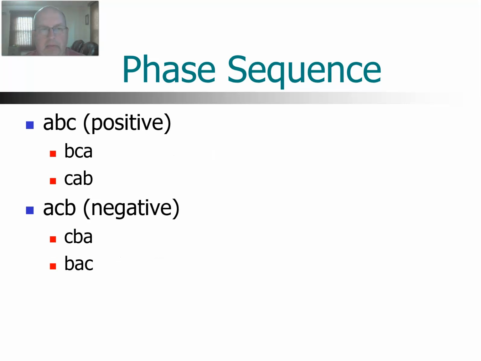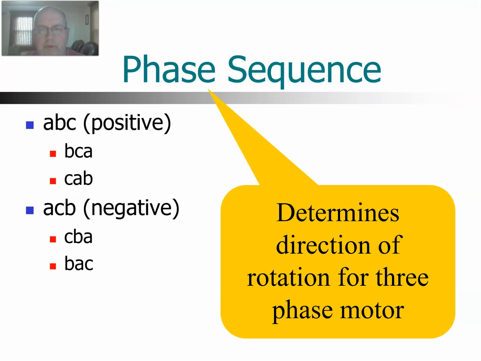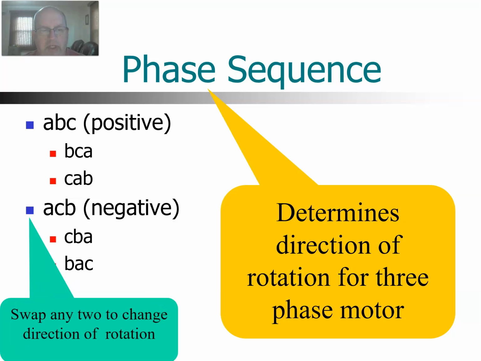And these are important because they determine the direction of rotation for a three-phase motor. If by chance you're in a situation where you're hooking up a motor and you first turn it on and it's turning in the reverse direction, all you have to do is reverse any two of the leads, and that will make it change direction into the correct rotation. So reversing any two leads will give it the opposite phase sequence and therefore the opposite direction of rotation.